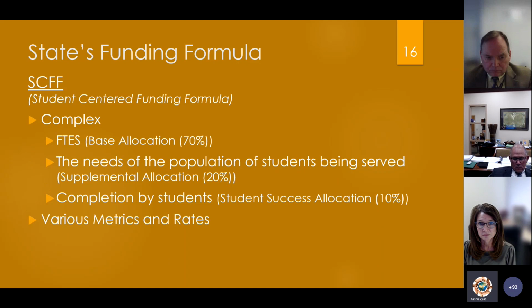So the student-centered funding formula, or the SCFF, is comprised of three main components. One is based on FTES and is called the base allocation, and it makes up 70% of the formula. Another component is based on the population of students that we serve and the additional effort it takes to help these students. So this is referred to as the supplemental allocation, and it's 20% of the formula. And the last piece looks at the completion of certain educational goals by our students, and that student success allocation is the final 10% of the formula. And each of these components also uses various metrics and various rates to go along with it.